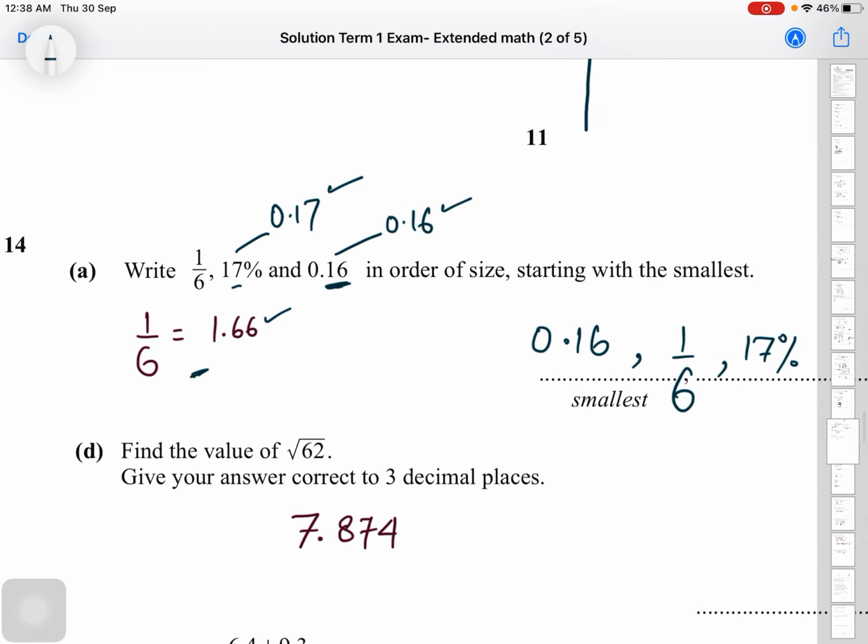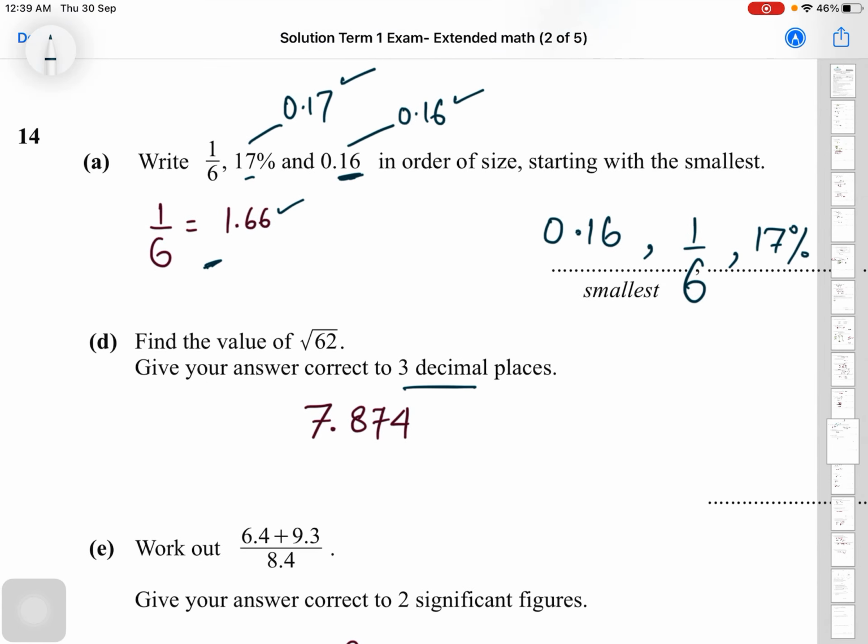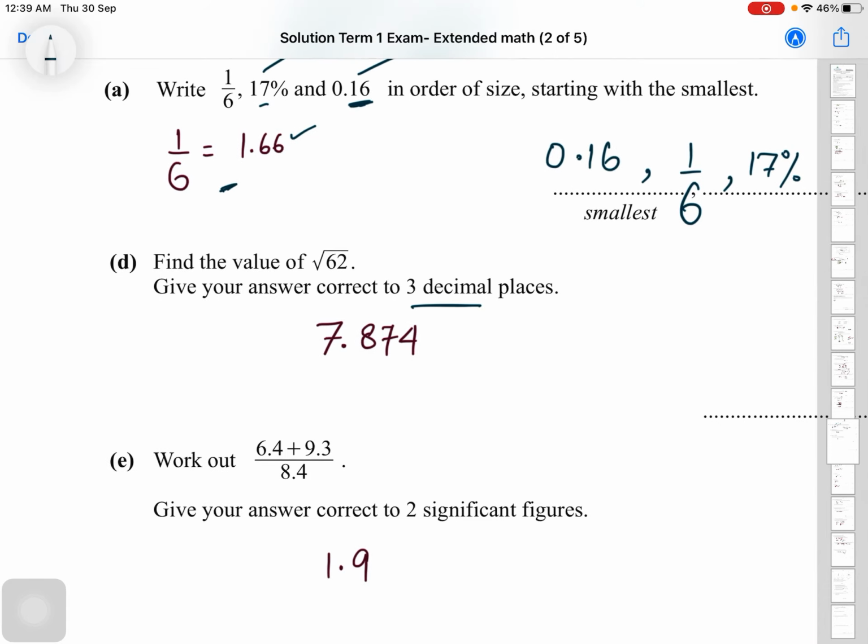Write the value of root 62, find out the answer using calculator, and then write the answer up to 3 decimal places. This is your answer. Work out 6.4 plus 9.3 divided by 8.4. You can use calculator and find out the answer, but then write the answer up to 2 significant figures. So actually the answer was 1.8 something something, but when I made it up to 2 significant figures, the answer is just 1.9.